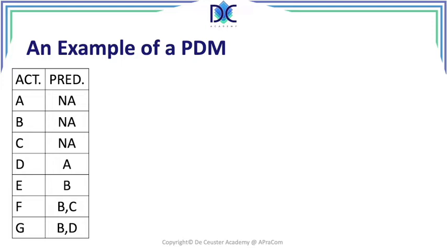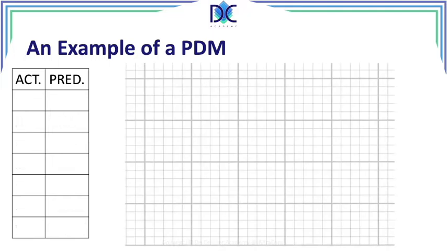What we have in fact are three activities, A, B, and C, which have no predecessor. D has predecessor A, E has predecessor B, F has predecessors B and C, and G has predecessors B and D. So let's have a look what happens when we start building this network.